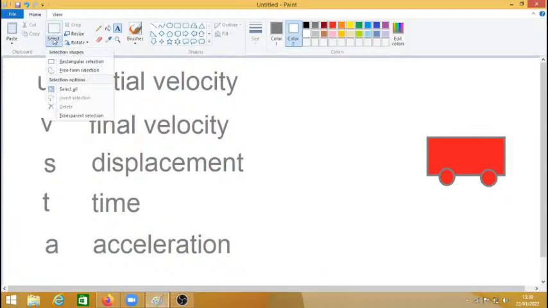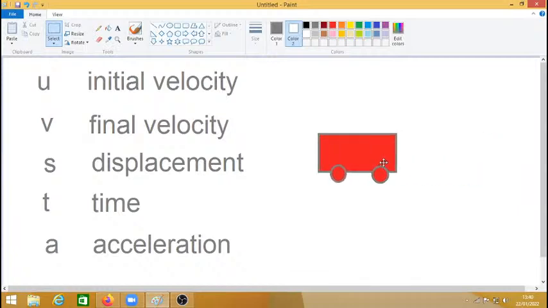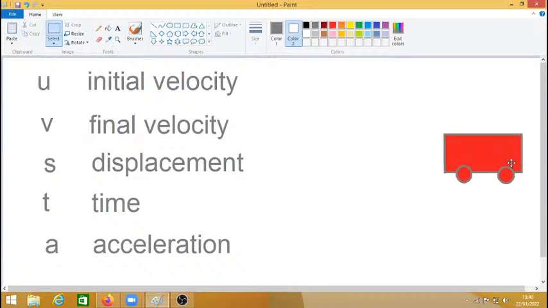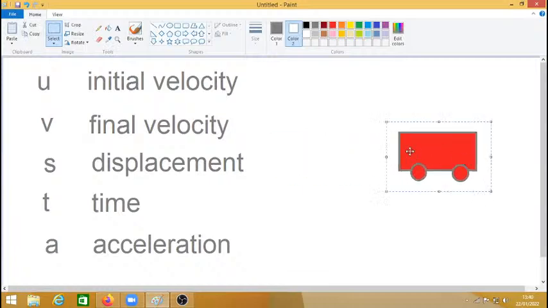Today, all the questions are going to assume that the truck is just going happily along the road, and there's no friction, nothing slowing it down, no air resistance. It's very simple, very easy for the truck to go forwards and backwards.